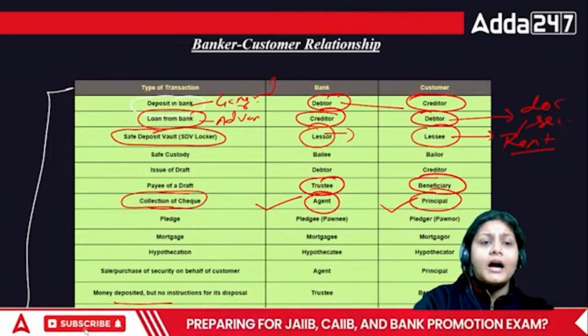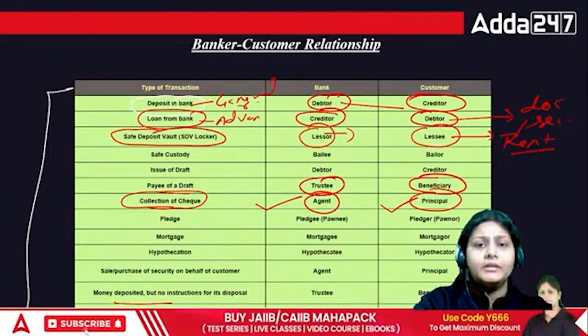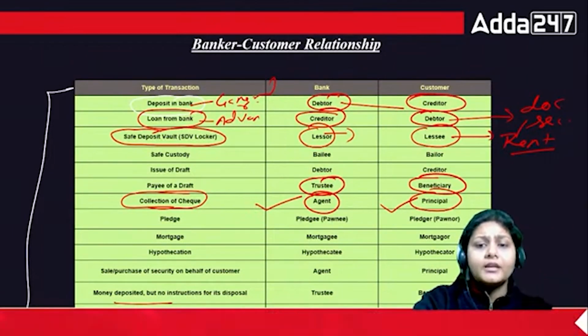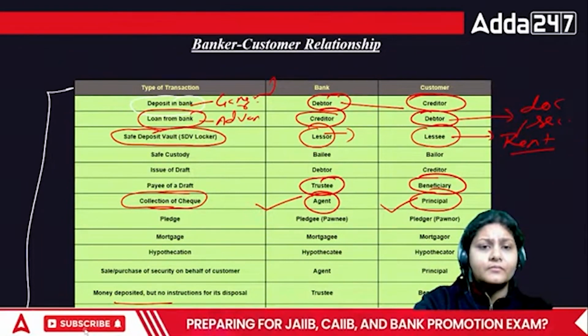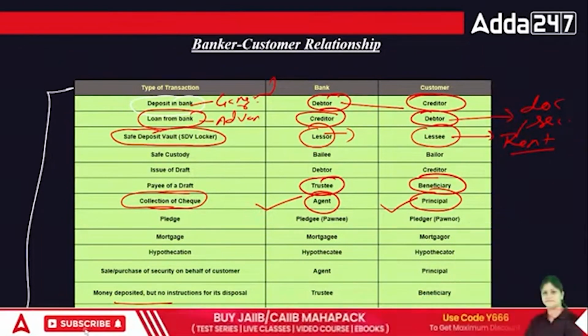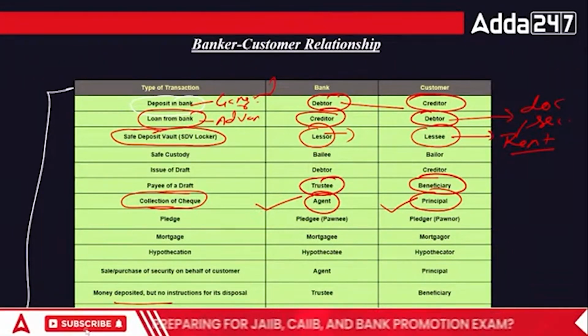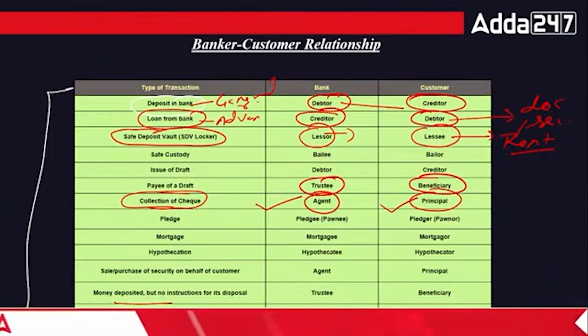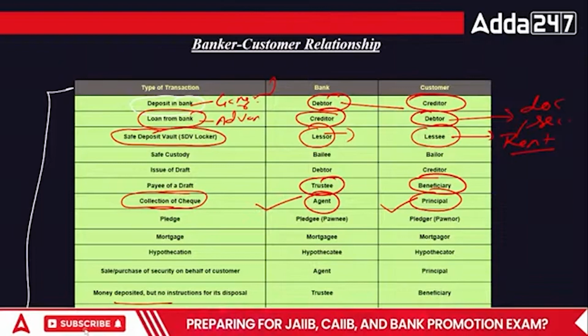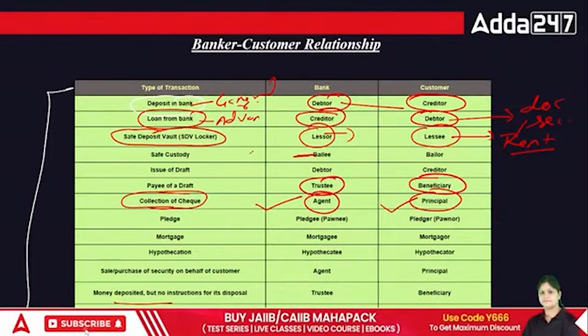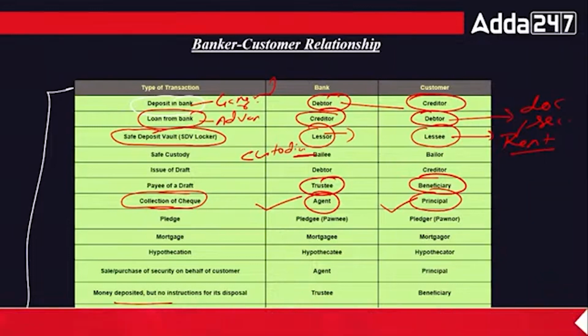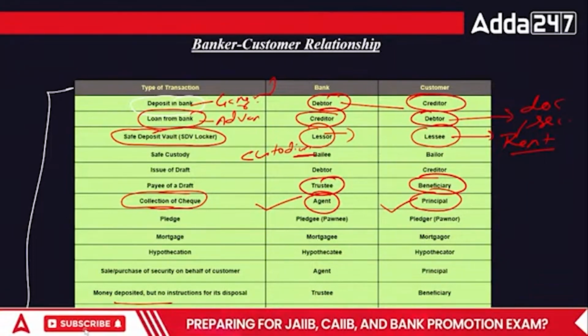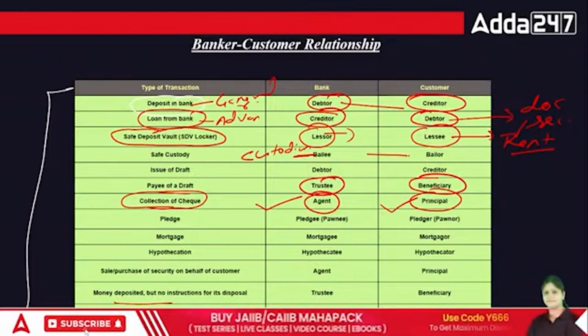Now there is another relationship, bailor and bailee. That is another relationship between the bailor and the bailee. Now who is the bailor and who is the bailee? According to the Indian Contract Act, basically the bailee is the custodian of the property. So the bank is like a custodian of the property. And those goods actually belong to whom? They belong to the bailor.